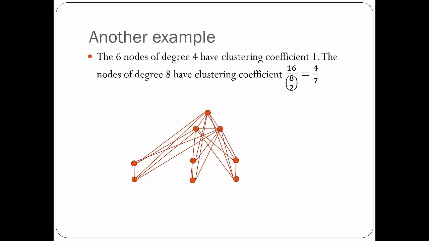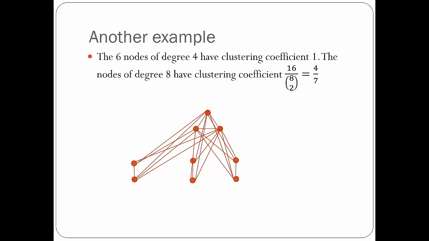So let's start with the 6 nodes of degree 4. I claim that they each have clustering coefficient 1. Because if you look at a node below, then that node together with its neighborhood is a complete graph, because we've connected every node in the edge to every node in the C3. So each of the 6 nodes, 2, 4, 6 across the bottom, they each have clustering coefficient 1.